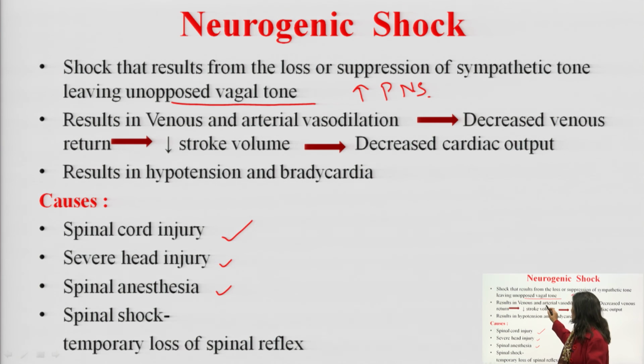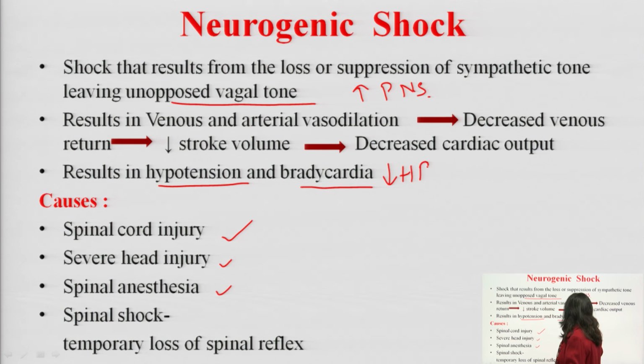So, it results in venous and arterial vasodilation that will decrease venous return, there would be decrease in the stroke volume. So, further there will be decrease in the cardiac output. So, activation of parasympathetic nervous system results in fall in BP and decrease in heart rate, that is bradycardia. So, these are the causes of neurogenic shock, and that we have already discussed: spinal cord injury, severe head injury, spinal anesthesia and spinal shock.